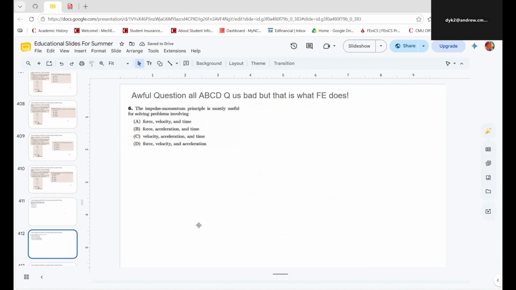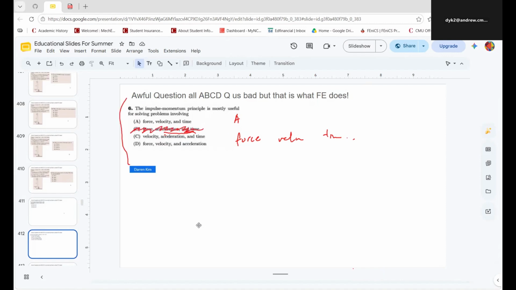All right, the impulse momentum principle is most useful for solving which of the problems? Okay, so impulse momentum problem. I don't think. All right, so what is it? I think force is a good thing. You need a force. Anything needs a force. Velocity, yes. Time, yes. Velocity, acceleration, and time, it never can do that. That is impossible. I don't like this question.